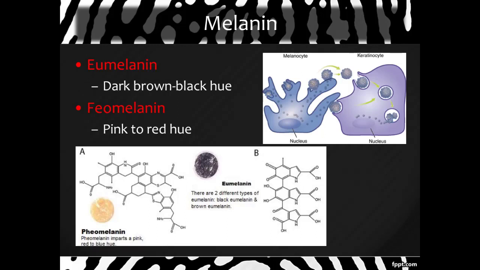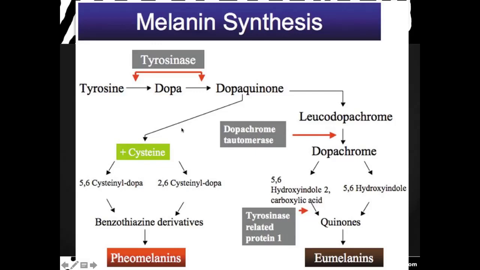We have two types of melanin: eumelanin, which is darker, brown to black, and pheomelanin, which is pink to red hue. It's more reddish. The synthesis of melanin comes from tyrosine, and there is an essential enzyme called tyrosinase, which is responsible for the oxidation of tyrosine into the phenylalanine.